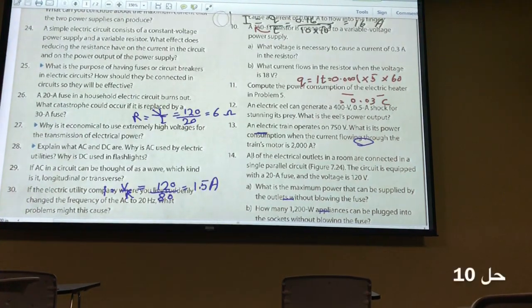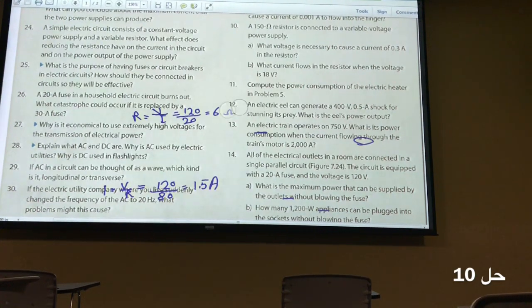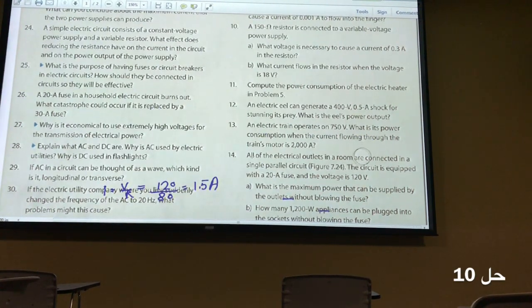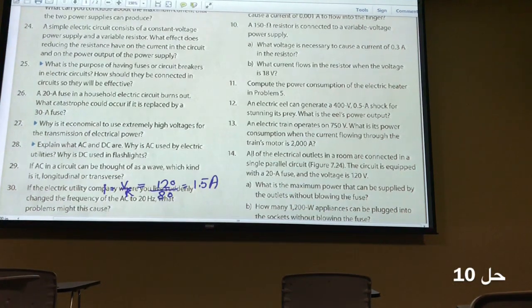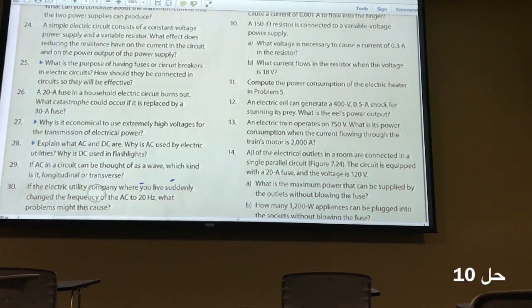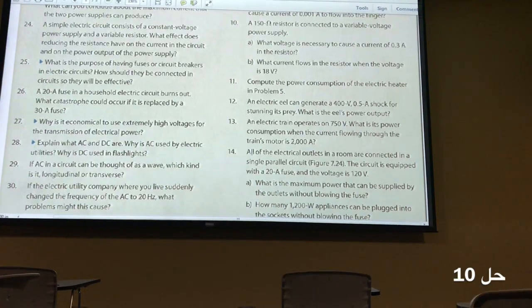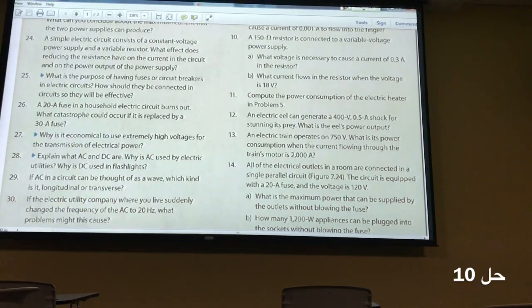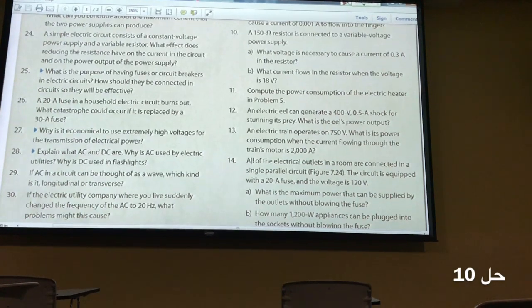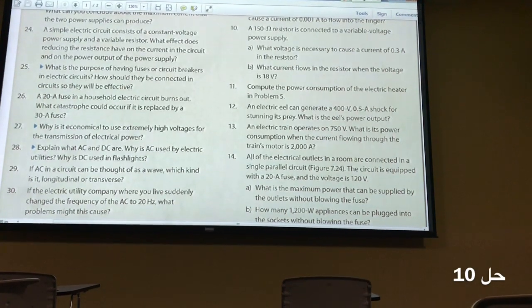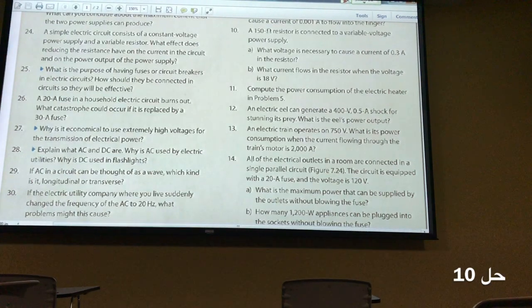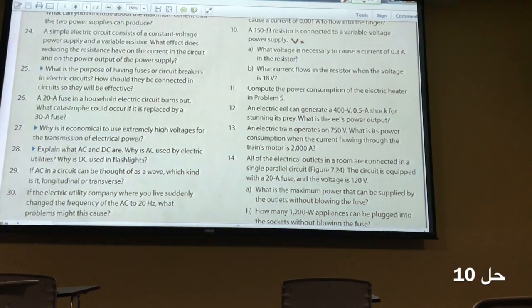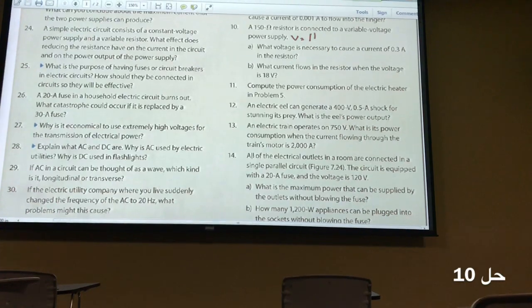Number 10. A 150 ohm resistor is connected to a variable voltage power supply. A, what voltage is necessary for a current of 0.3 ampere in the resistor? B, what current flows in the resistor when the voltage is 18 volts? The first one, A, he wants you to find the voltage. V equals I multiplied by R.